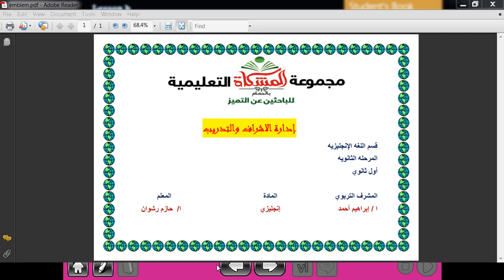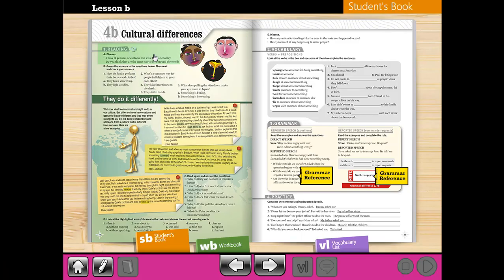Our lesson today is reading. We have a written passage, then some questions followed by the vocabulary section. We have some verbs followed by prepositions. First of all, we have the discussion, and the title of our lesson on page 50 in the student book: cultural differences. This is the heading of our lesson, right?